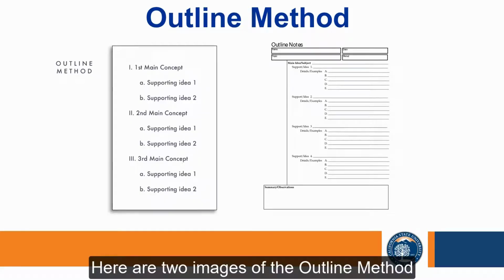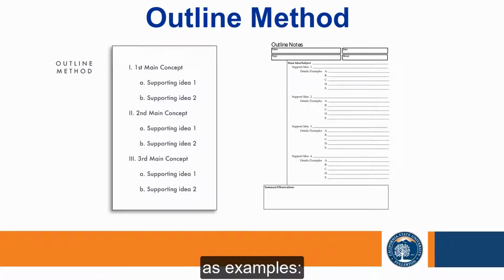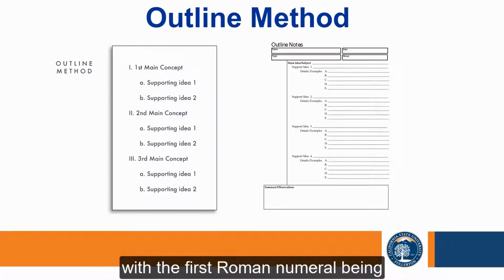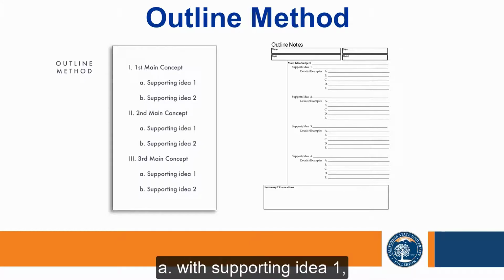Here are 2 images of the outline method as examples. The first image provides an outline sample with the first Roman numeral being the first main concept, and below is A with supporting idea 1 and B with supporting idea 2. This system is repeated for the Roman numerals 2 and 3 with additional main concepts.